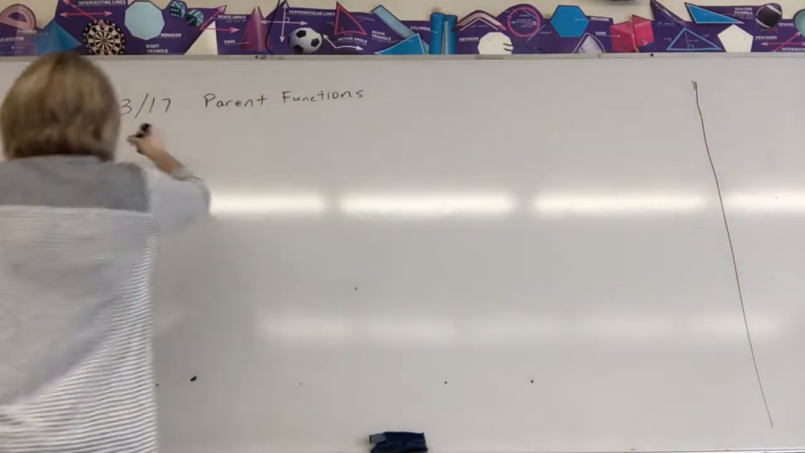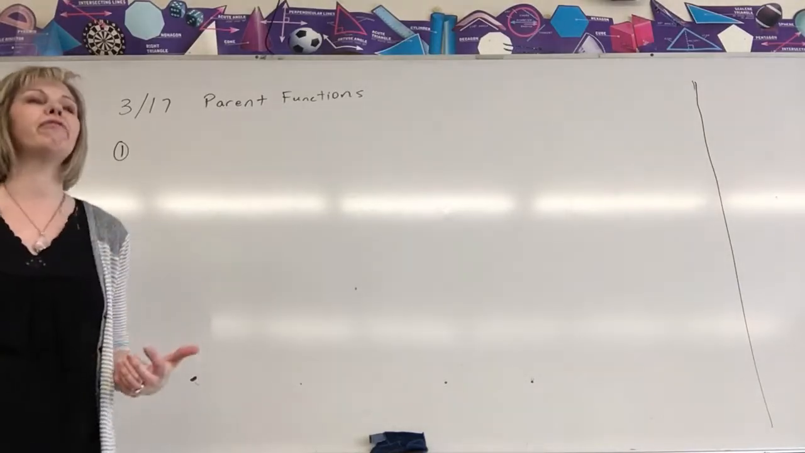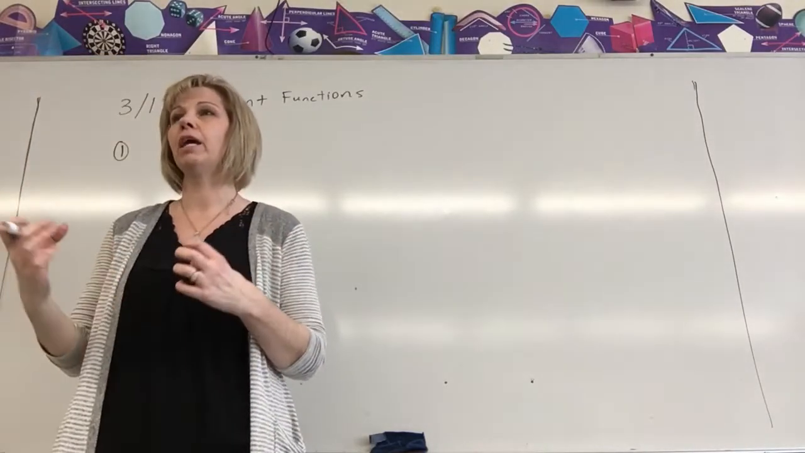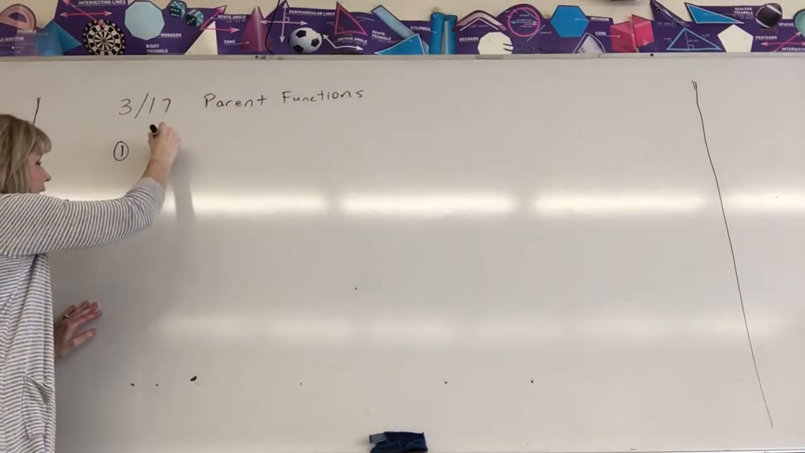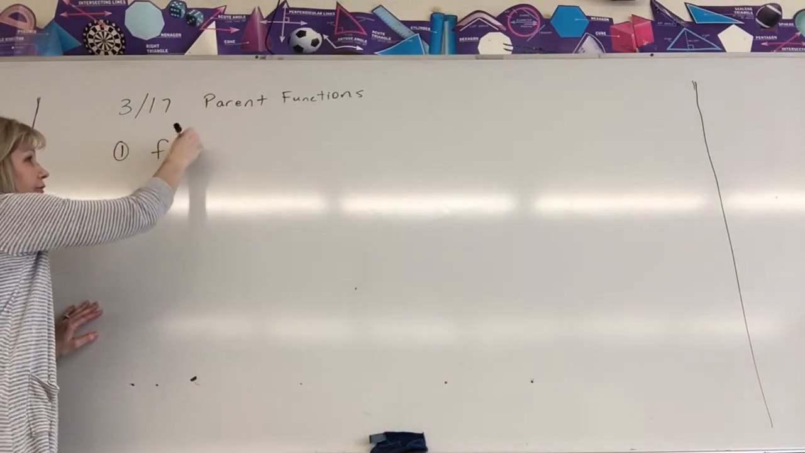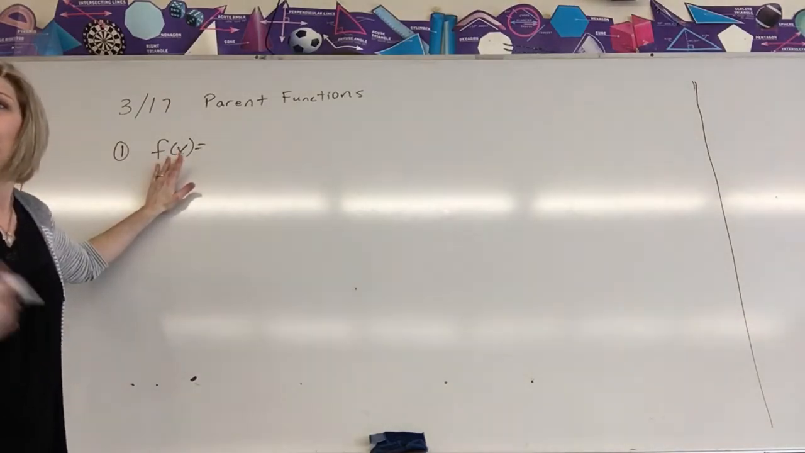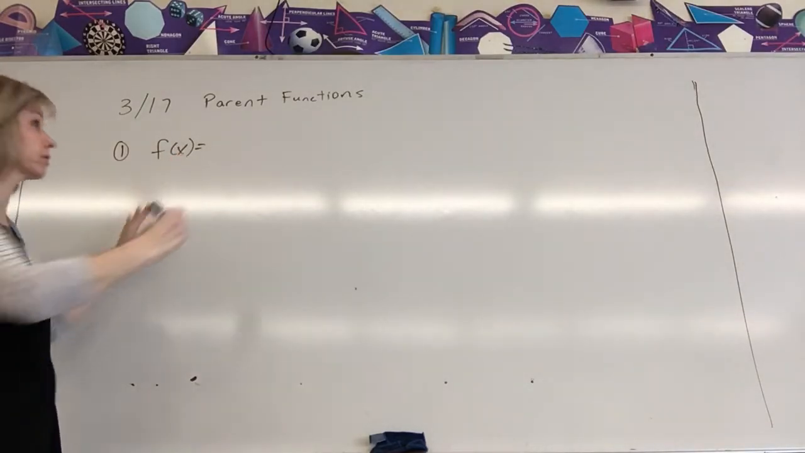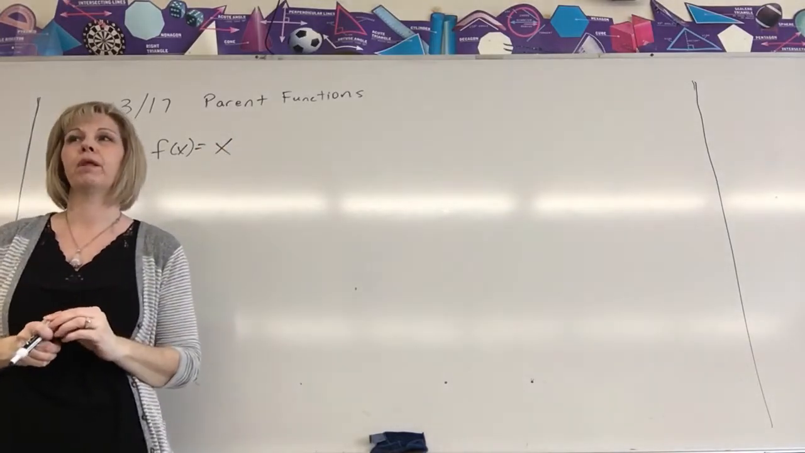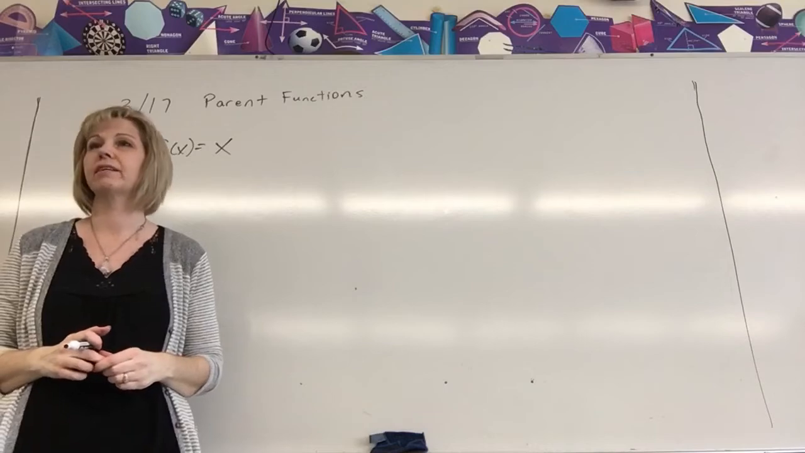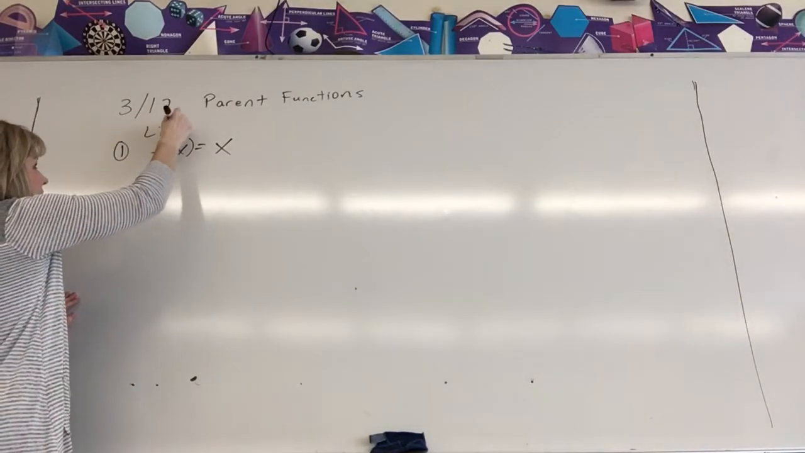All right, so first thing, 6 parent functions. So we're going to look at, for number 1, a parent function is something that hasn't been transformed at all. So like for example, number 1, I'm going to call them all f of x. F of x is really just replacing what? Y. So it's same as saying y equals. So the first one is f of x equals x. What type of function is this? Linear. Okay, so I'm going to put it's linear.